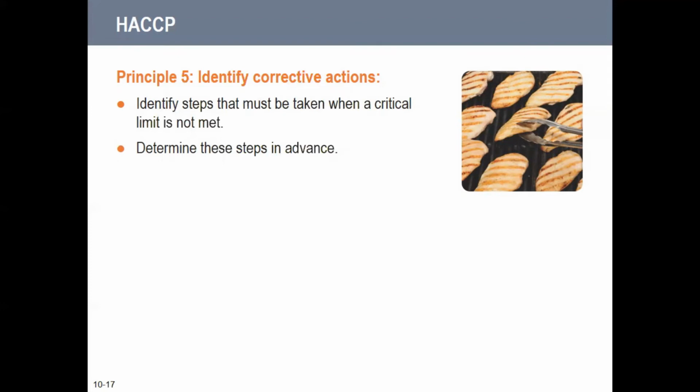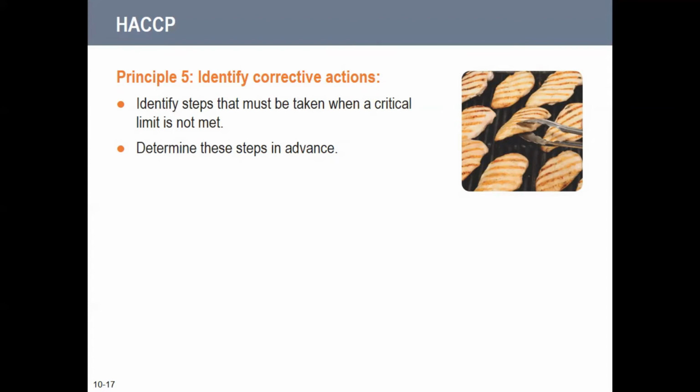If the unthinkable happens and it doesn't meet the critical limit, then what do you do? Well, if it doesn't meet that critical limit, we have to identify corrective actions. And the thing is, we're thinking about it now. We're not saying, crap, the chicken breast is only at 145, now what do we do? If you've done your HACCP plan correctly, Principle 5 comes into play, and you've already thought about, okay, if this happens, here's what we're going to do about it. So for example, using the chicken breast again, if it's only at 145, what's the corrective action? Cook it longer until it reaches 165.